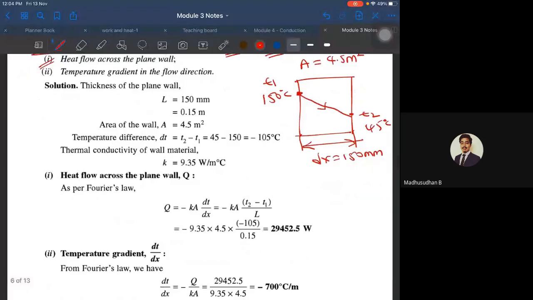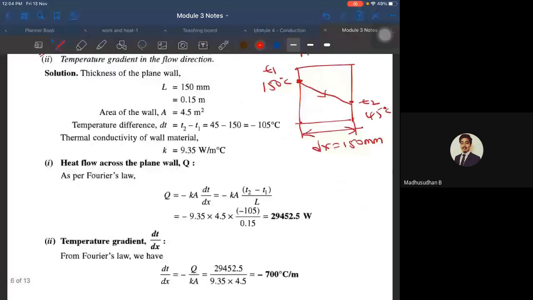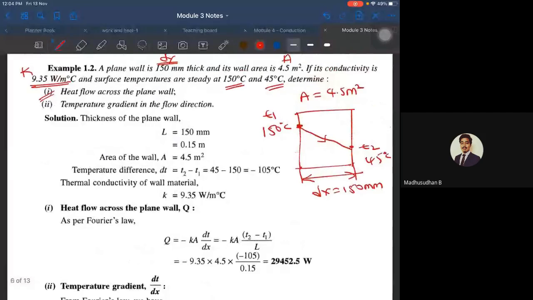Same problem. And the temperature gradient in the flow direction. That means you have to find the dT using Fourier's law. So Q is equal to minus kA dT by dx, that is equal to kA into minus 105 divided by 9.35 is your thermal conductivity, 4.5 is your area. Substitute, and you will get the value of Q.